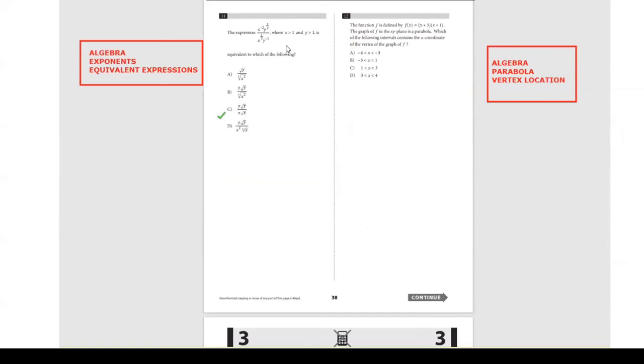Okay, question 12. Sophie, can you read question 12? Yeah. So a function f is defined by f of x equals (x + 3)(x + 1). The graph of f in the xy plane is a parabola. Which of the following intervals contains the x-coordinate of the vertex of the graph of f?